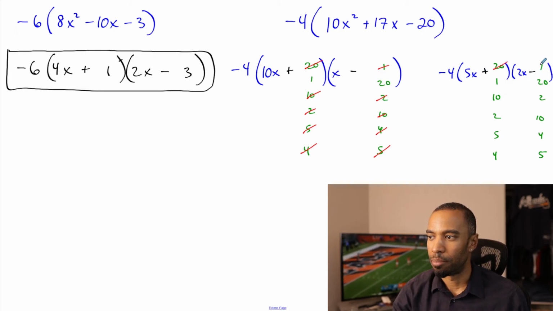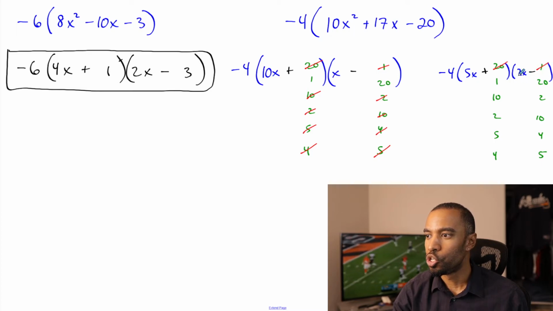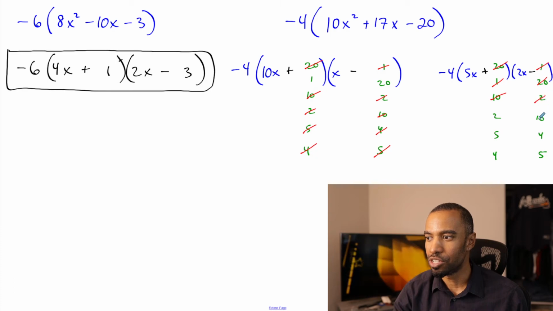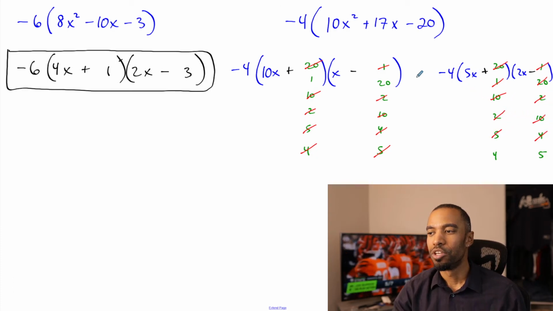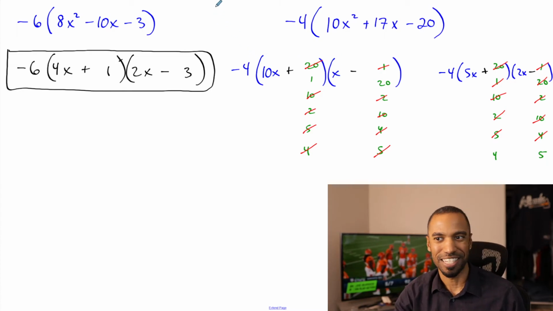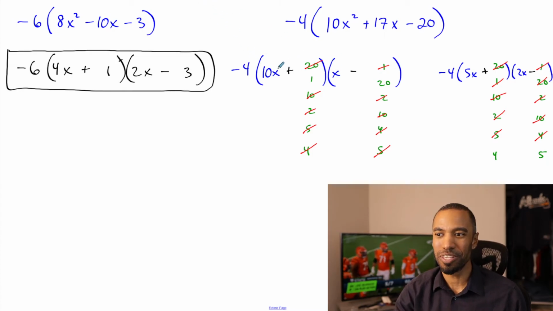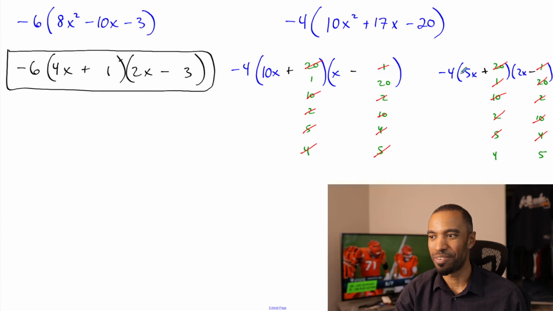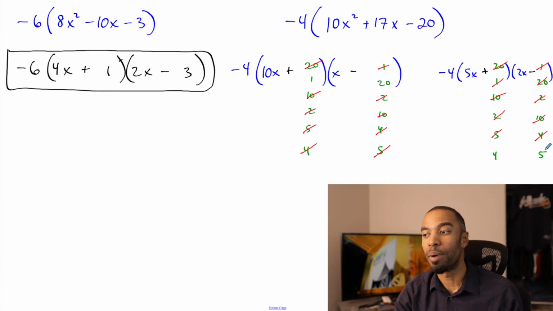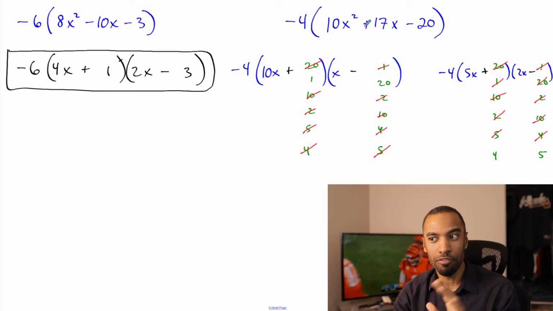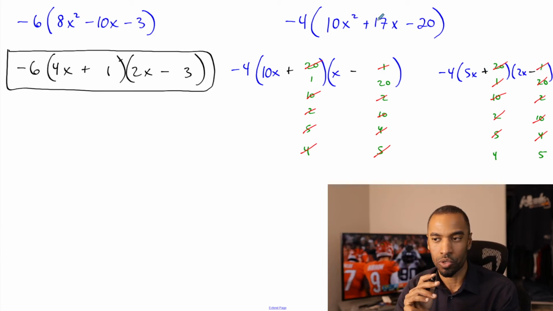5 and 20 have a common factor. Nope. 2 and 20 have a common factor. Nope. These are evens. Nope, nope. 5 and 5 have a common factor. Nope. So the only possible ones I'm going to test here, guys, are 10x plus 1 and x minus 20, and 5x plus 4 and 2x minus 5. And by the way, remember, we might have to switch signs here, but even if we get a negative 17, we know what's going to land with it.